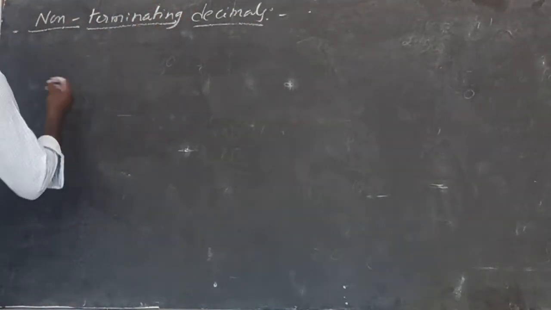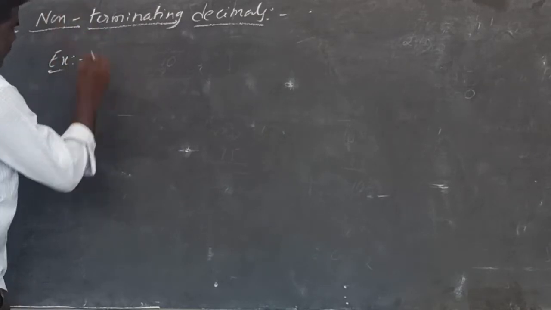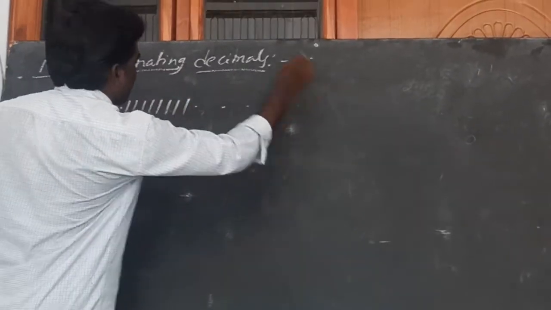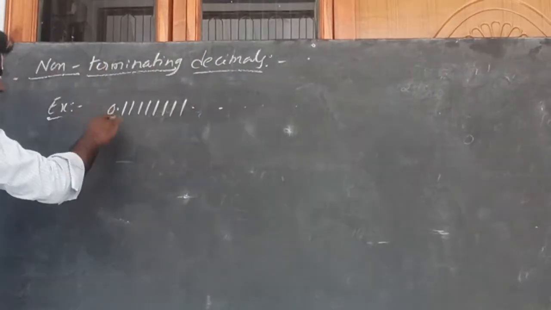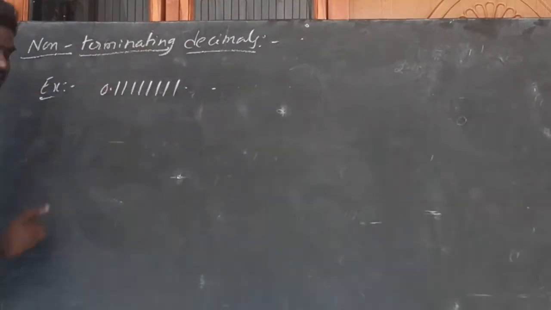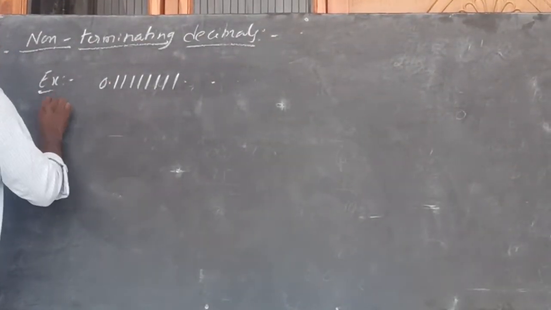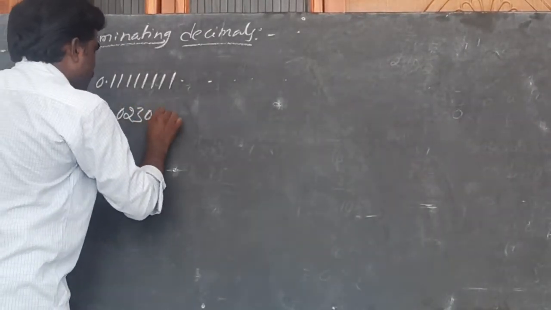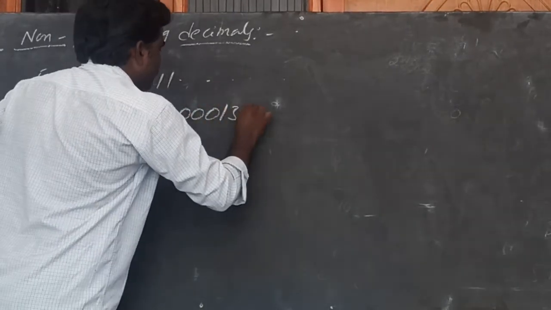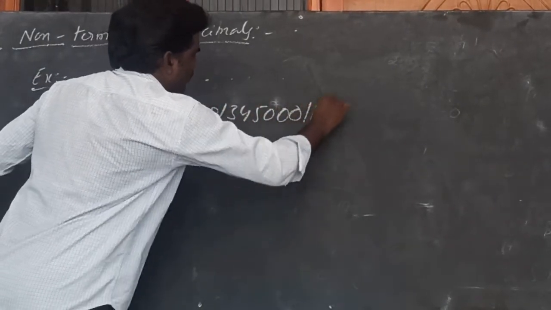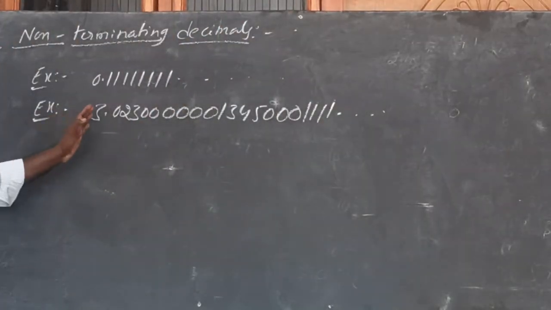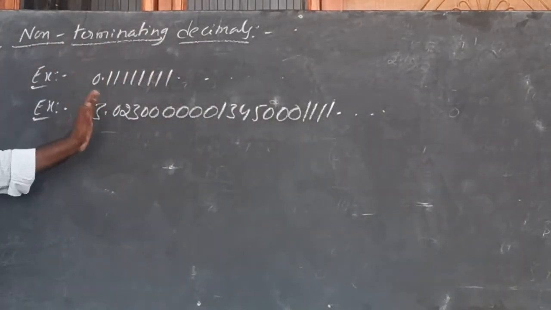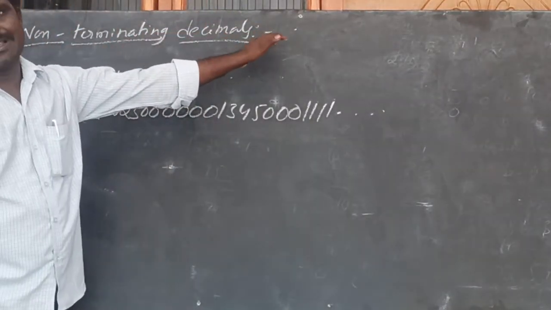So, for example, 0.111111 and so on. There is no ending. Those decimals are called non-terminating decimals. Another example: 3.02 and 3000000013450000111 and so on. So the decimals are uncountable. Those numbers are called non-terminating decimal numbers.